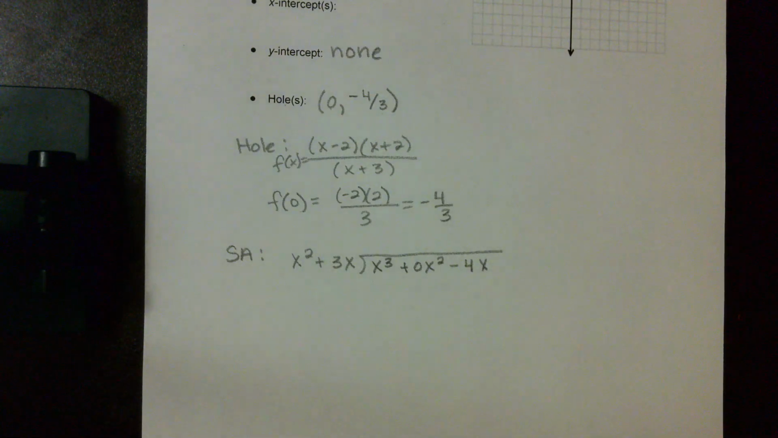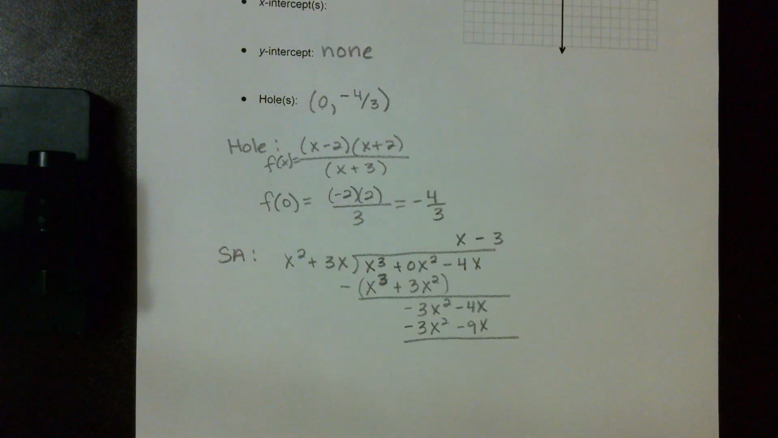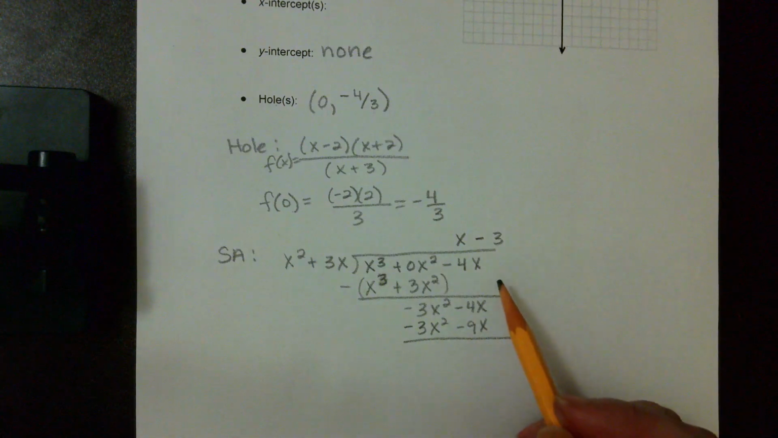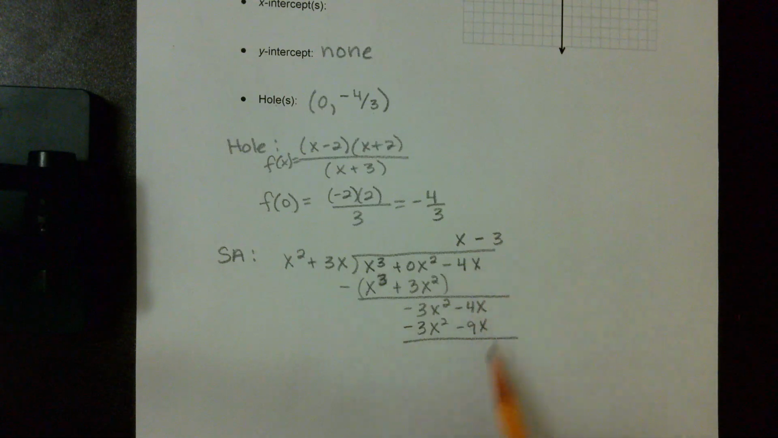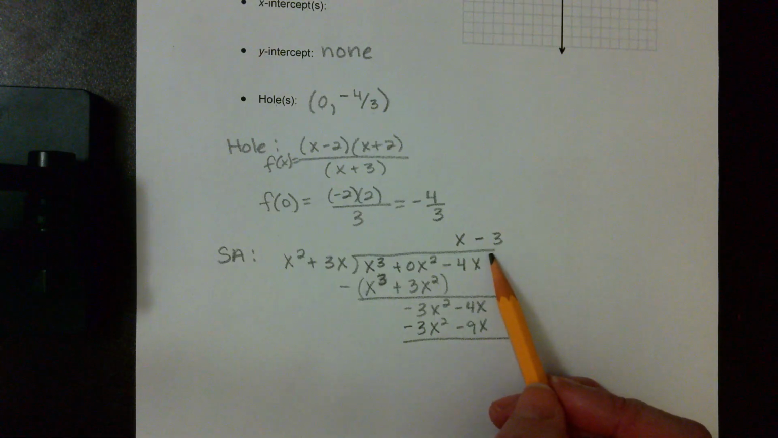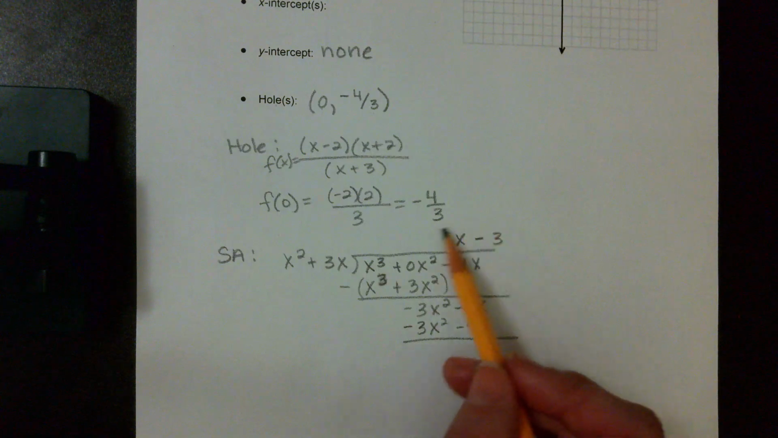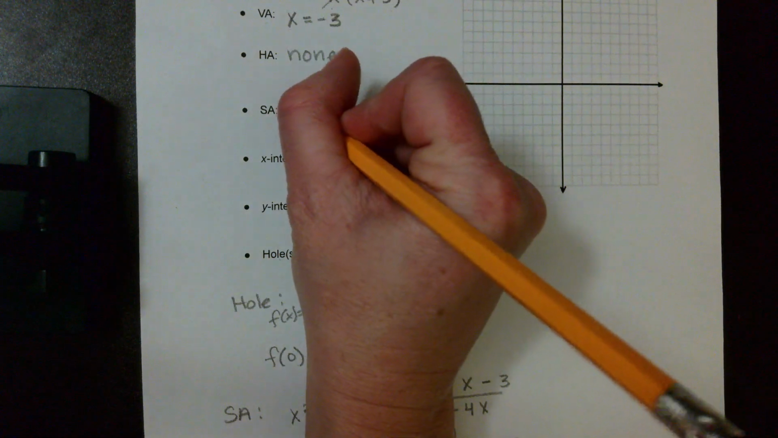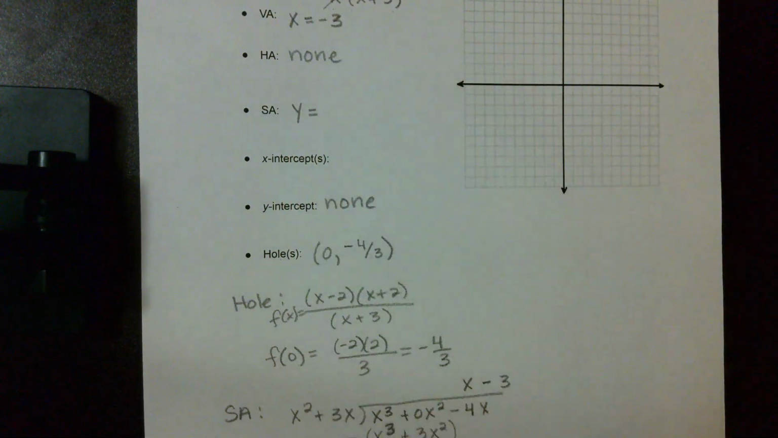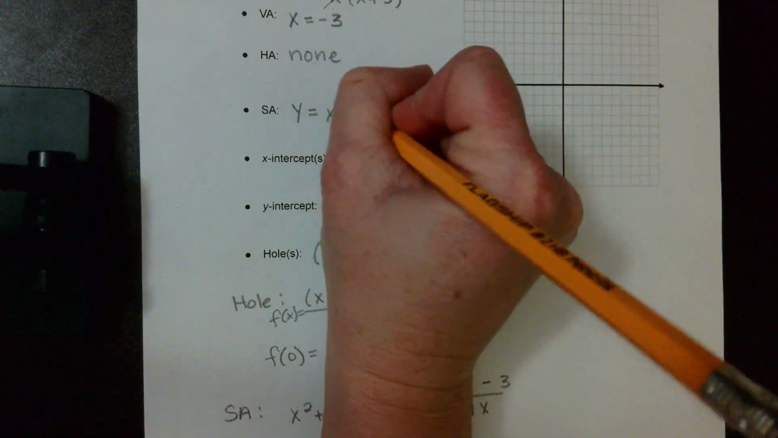So pause now and do your long division. Okay, you can actually pause once you get a linear factor here. You don't have to continue with your work, okay, because the remainder is not important. Our slant asymptote is always going to be y equals this linear factor part. So we're going to write our slant asymptote in as y equals x minus 3.